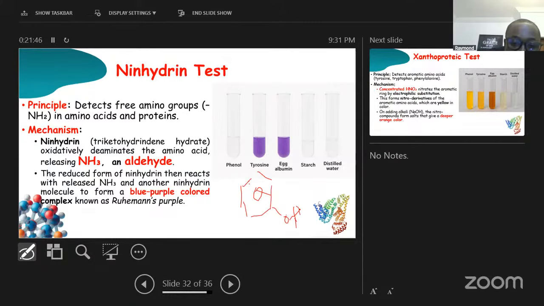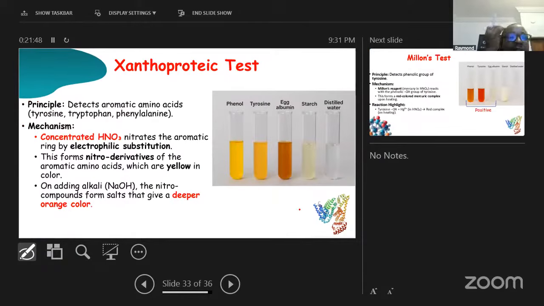So that is that. We have the Xanthoproteic test. For Xanthoproteic test, this detects aromatic amino acids: tyrosine, tryptophan, and phenylalanine. So this test is used to test if there is presence of a benzene ring in the amino acid or in the protein.